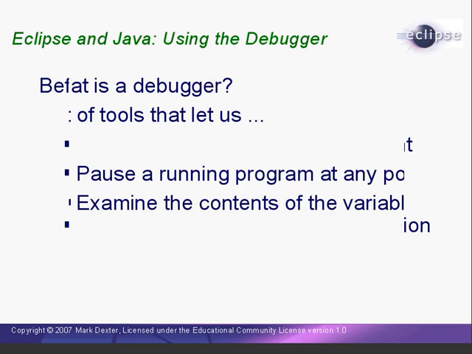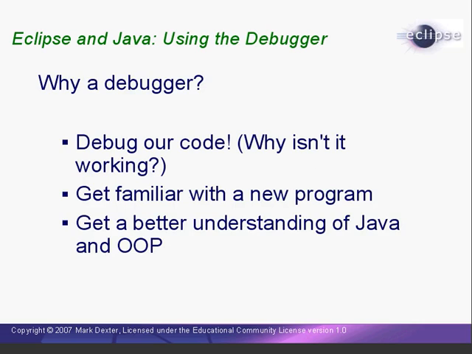Now, what is a debugger? A debugger is a set of tools that allows us to pause a running program and look at the contents of variables inside the program. Why would we use a debugger? Well, the first reason is pretty obvious: to debug our code. As we'll see, the debugger allows us to quickly find exactly where and why our program didn't work as we expected. You can also use a debugger to examine and learn about a new program by stepping through the code and seeing which methods are called and what the methods do. Finally, by allowing us to see inside the Java virtual machine as a program executes, the debugger can help us develop a better understanding of basic Java and object-oriented programming concepts.